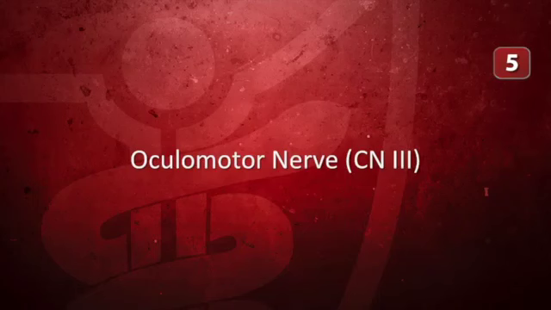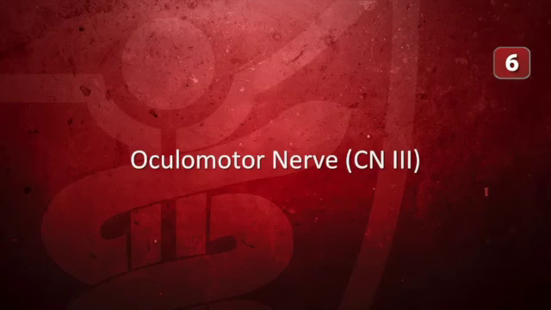Next, which cranial nerve is responsible for communicating motor information to constrict the pupil? That's going to be the oculomotor nerve, cranial nerve 3. Next, which cranial nerve is responsible for communicating motor information for accommodation? So that's focusing by changing the shape of the lens. That's going to be the oculomotor nerve, cranial nerve 3.